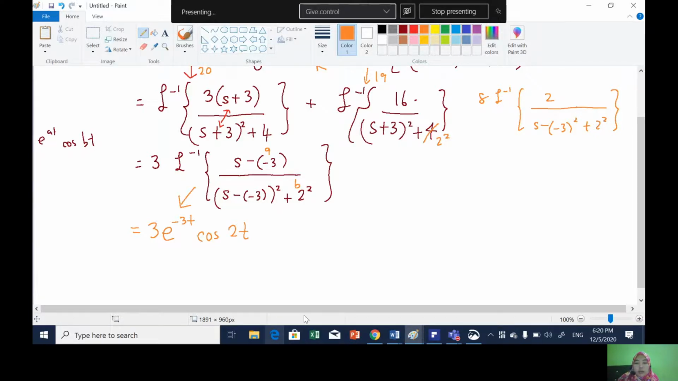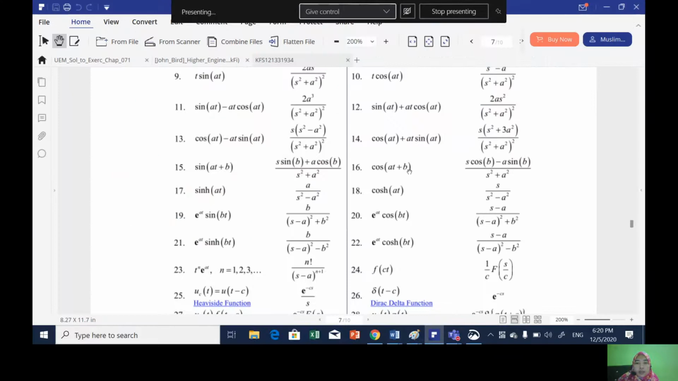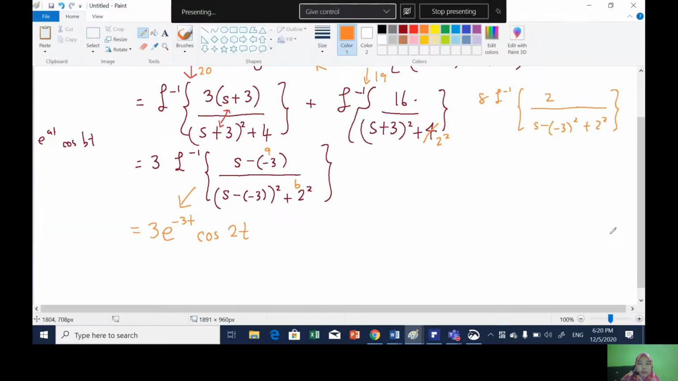Okay, so for the inverse inside here, refer to the Laplace table again. Number 19, e^(at) sin(bt). Okay, so I'm going to write down like this, plus 8, 2 over (s minus -3) squared plus 2 squared. So this is our B. Okay, this is our A.